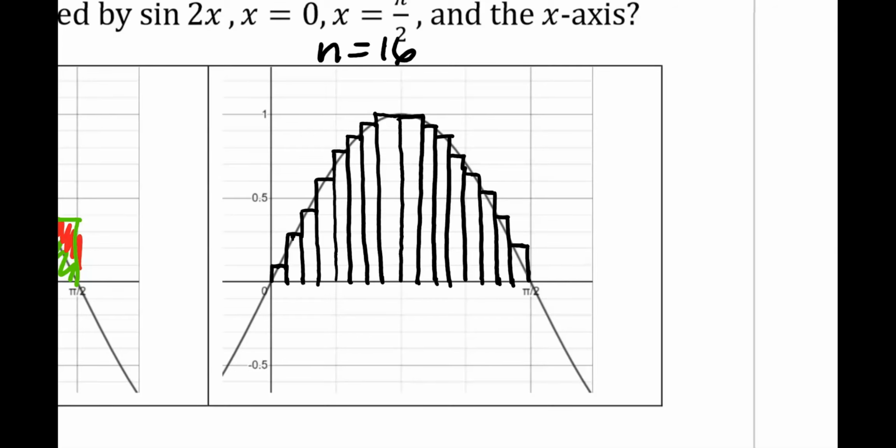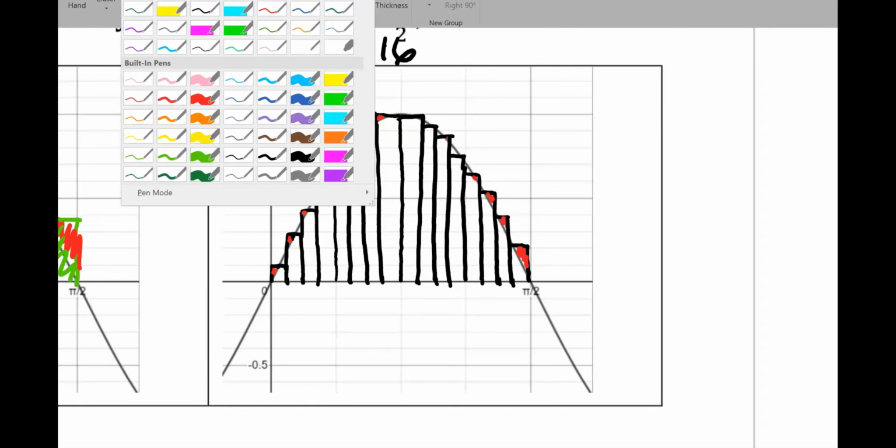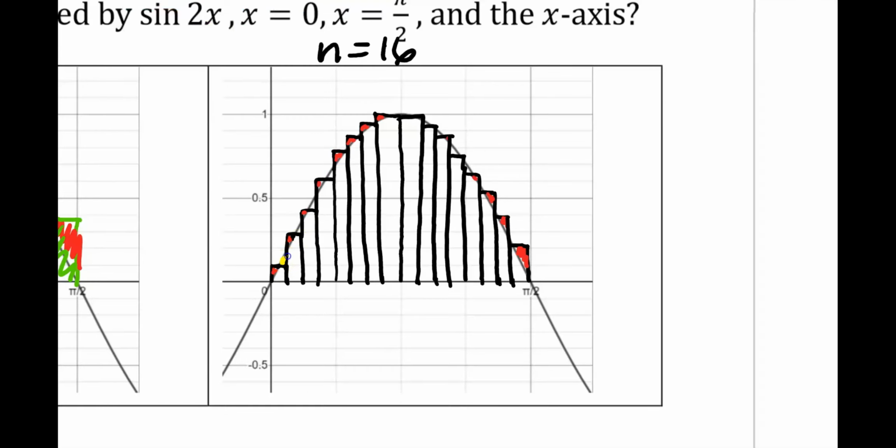So here are my 16 rectangles. I'm going to come through here and look at what should not be counted. There are a few tiny corners in here. It doesn't really seem like there's a lot of space that I can even grab of what should not be counted.